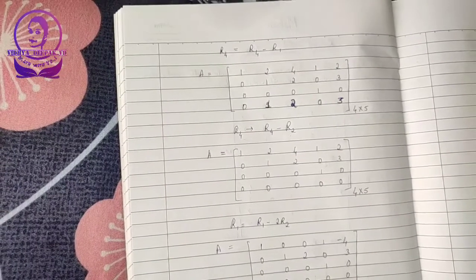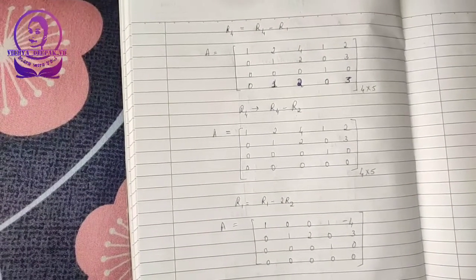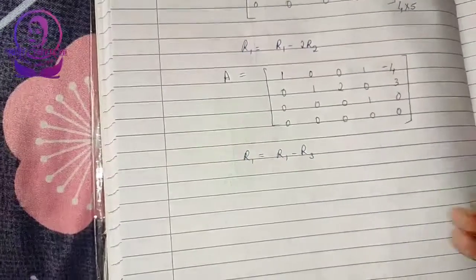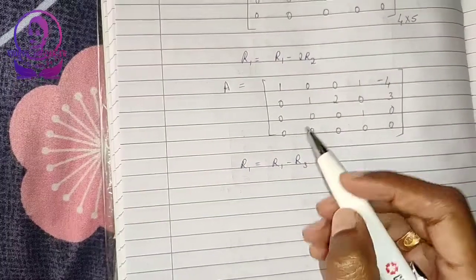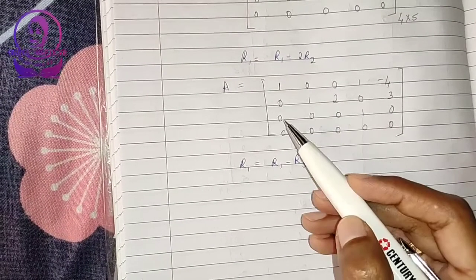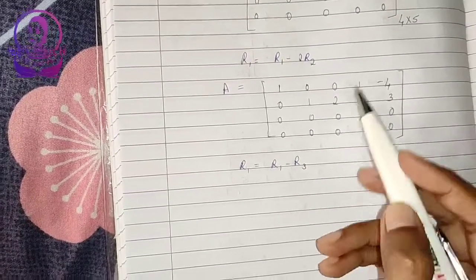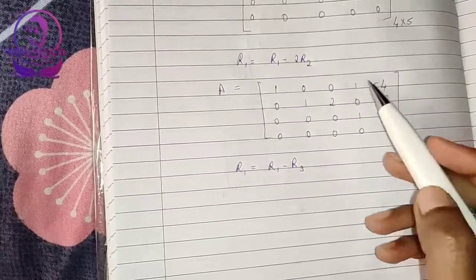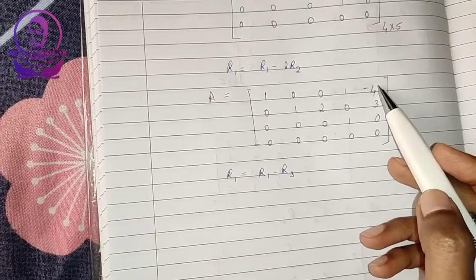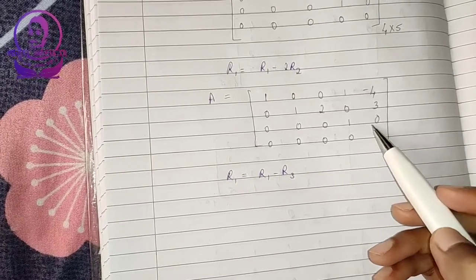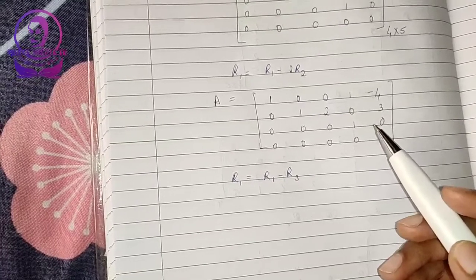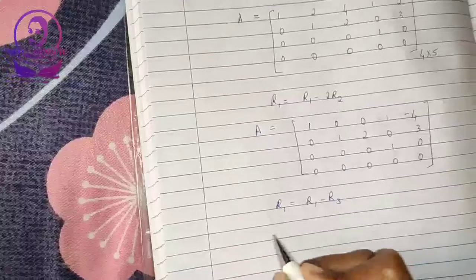Is there any possibility to make any other zeros here? Yes. Okay, we can perform this, right? R1 is equal to R1 minus R3. So 1 minus 0 will be 1. 0 minus 0, 0. 0 minus 0, 0. 1 minus 1 becomes 0 here. Again, this will be minus 4 minus 0, which becomes minus 4 itself. So shall we perform this operation?